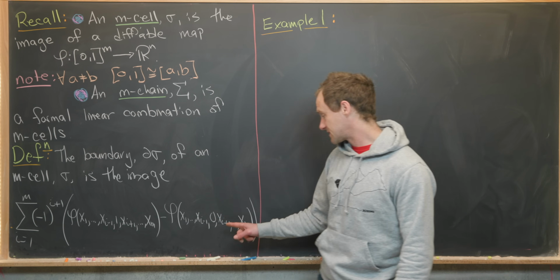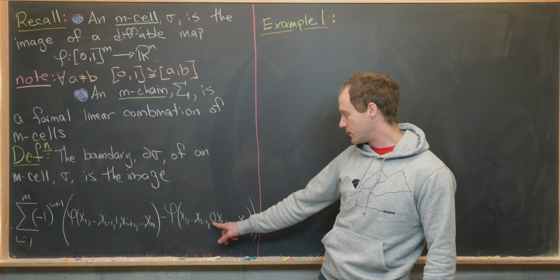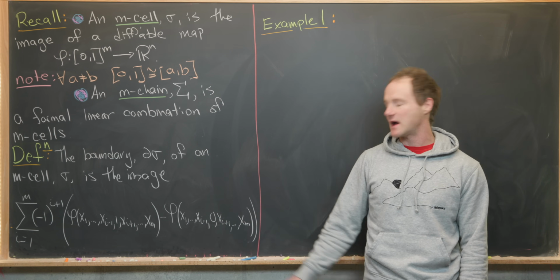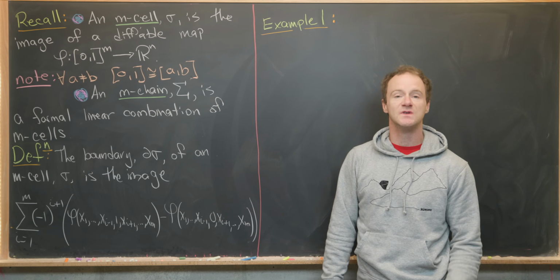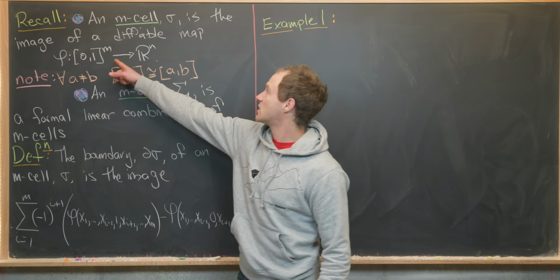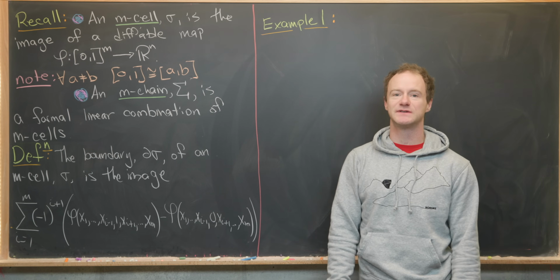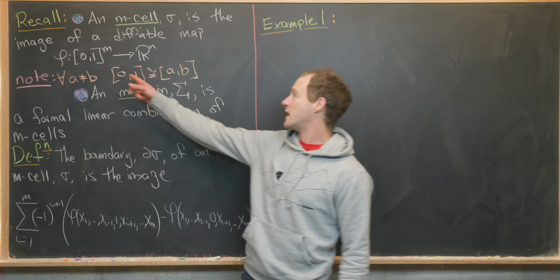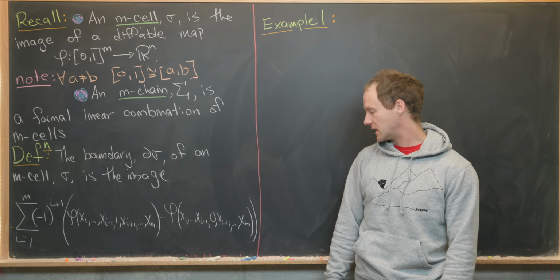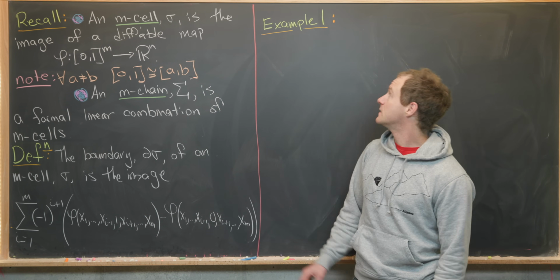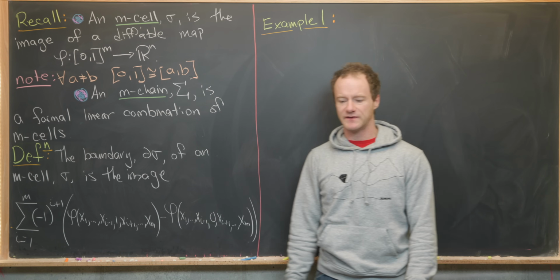And then minus, we've got it evaluated at 0 in the ith spot, but not evaluated in any of the other spots. So in some sense, we're taking the function which is defining this m-cell and evaluating it at the upper and lower bound of each of these copies of the unit interval. Okay, great. So let's look at a couple of examples.